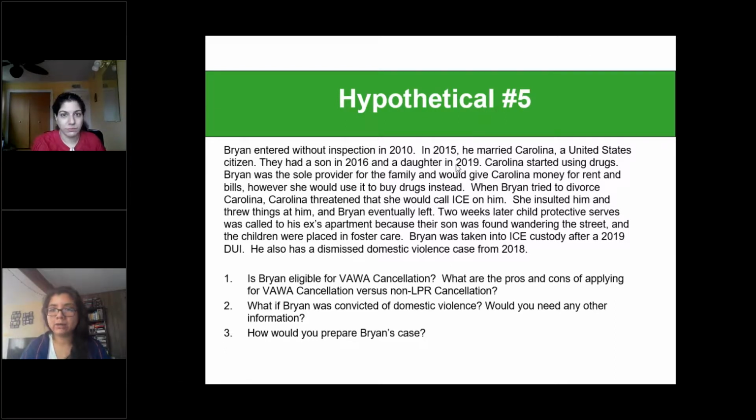He's also eligible for non-LPR cancellation. So talk to Brian about whether he can show those 10 years or only those 3 years. Those are the types of things you would want to keep in mind if you want to concentrate on one over the other, but making sure that you apply for all forms of relief that your client is eligible for is important.